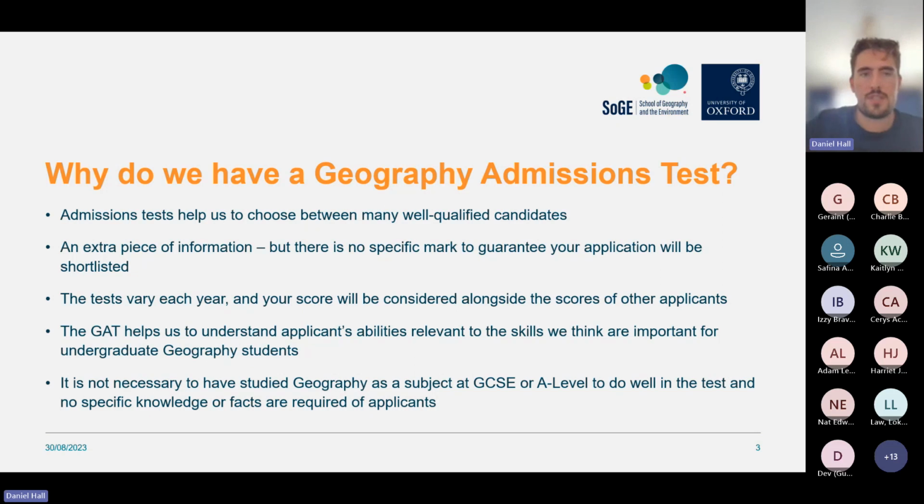It's not necessary to have studied geography as a subject at GCSE or A-level or any equivalent to do well in the test, and no specific knowledge or facts are required of applicants other than very, very rudimentary common sense knowledge. So you don't need to have done geography at school to apply, and the test is designed in such a way that no matter the educational background of someone taking the test, everyone should have an equal chance at it.